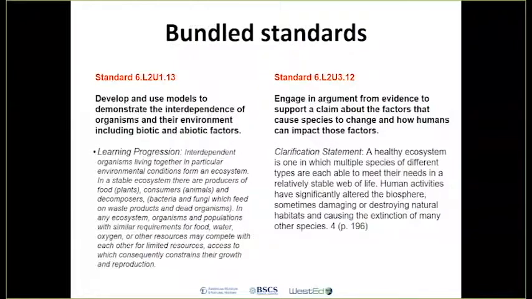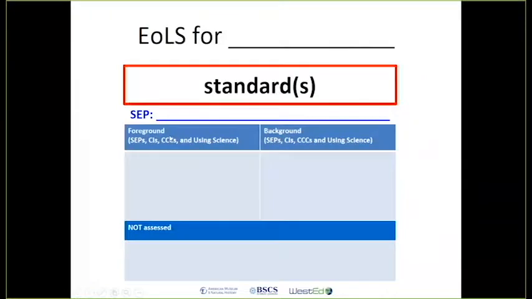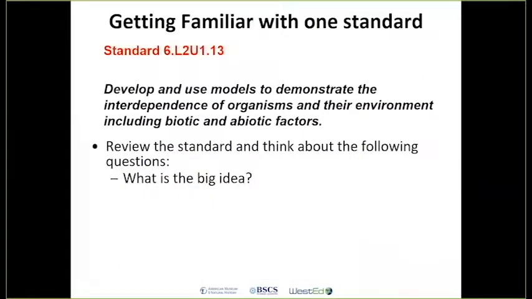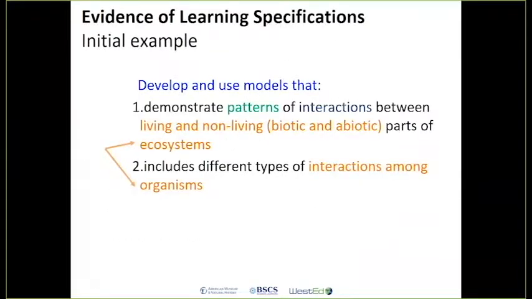But right now, all we know is that the standard says that we need to focus on, go back to the standard, develop and use models to demonstrate the interdependence of organisms and their environment, including biotic and abiotic factors. When I read that and saw that it was important because it's even pulled out in the standard, I want to make sure that that's a part of my evidence of learning statement.